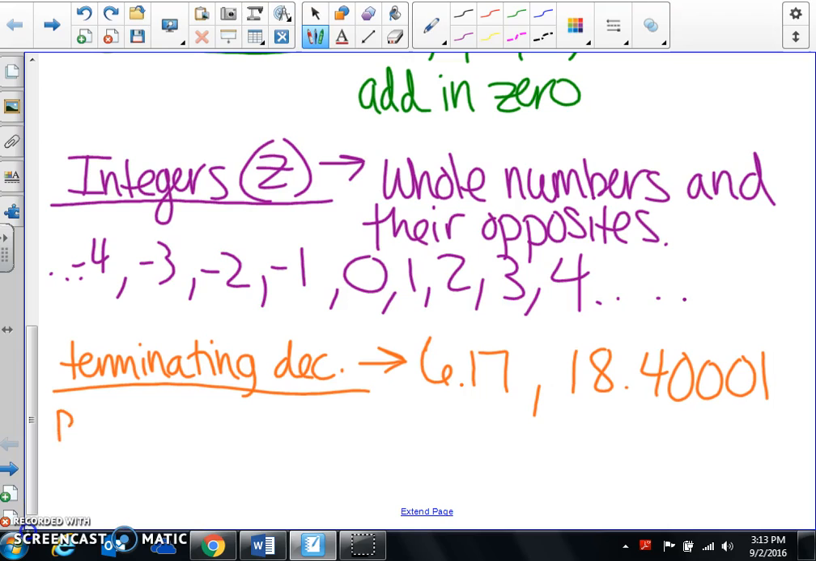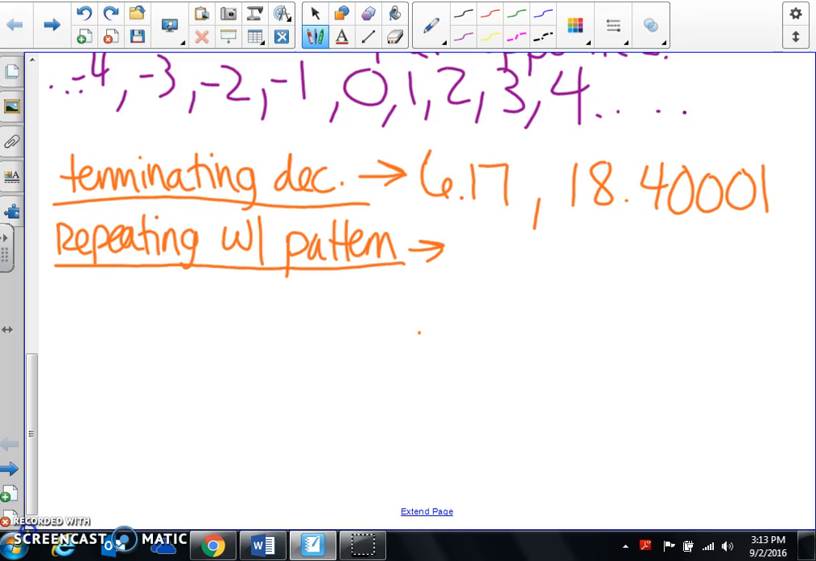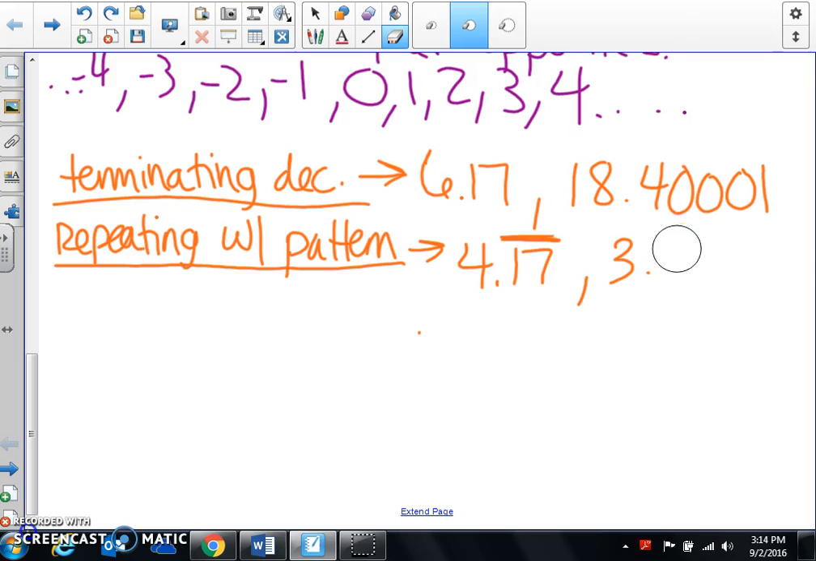A repeating decimal with a pattern looks like this. So repeating with the pattern, it could be 4.17 and it could have the bar, right? Because if we read that, that's 4.17 repeating, or 4.17, 17, 17, 17, 17. Or you could even see it like this, 3.16, or let's not do 17 again because we just used that.